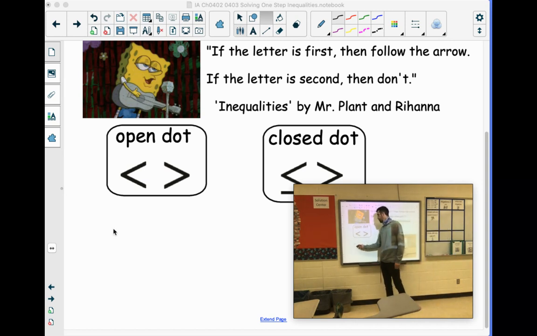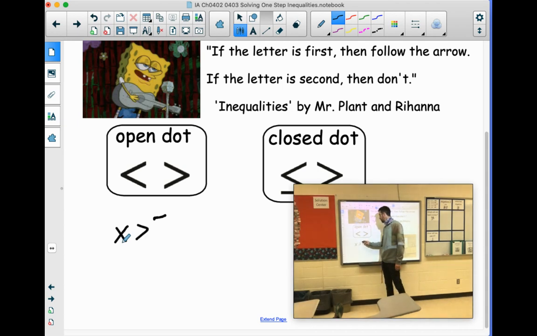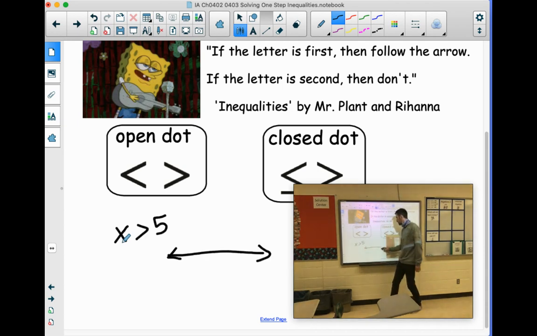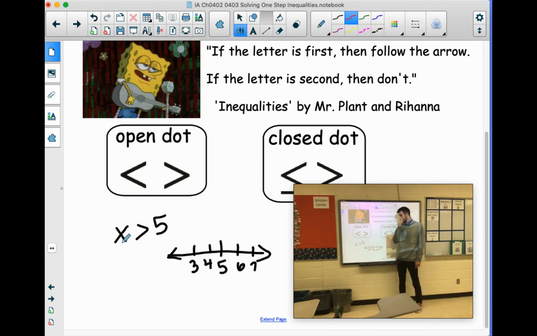So if you end up with something like x is greater than 5, and you're on a number line here, and you've got like 5, and there's 4 and 3 and 2 and 1. This side would be 6 and 7. The letter's first, so you're going to follow the arrow. So you would shade to the right of 5. But you also need a dot on 5. So if it is less than, or if it is greater than, it's going to be an open dot on that number. And then the shading, if the letter's first, follow the arrow. The letter is first, so we would shade to the right. So it would show just like this.